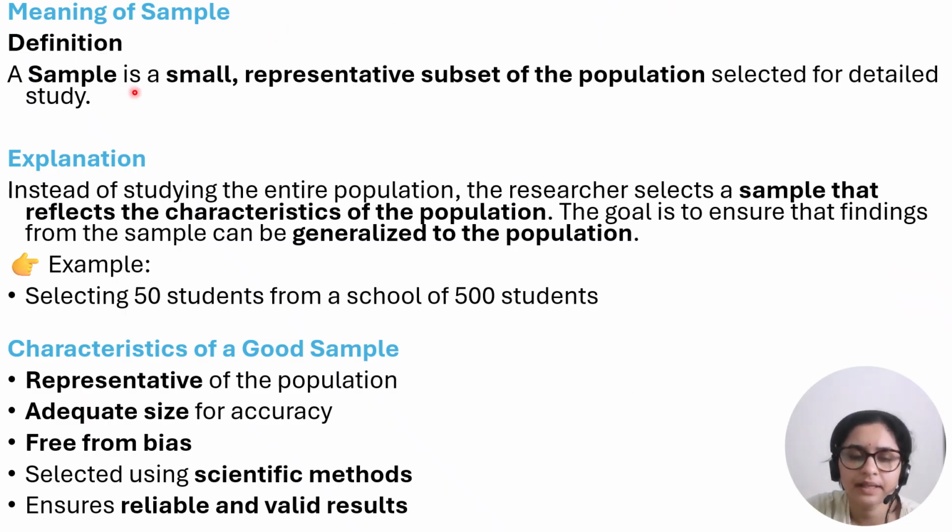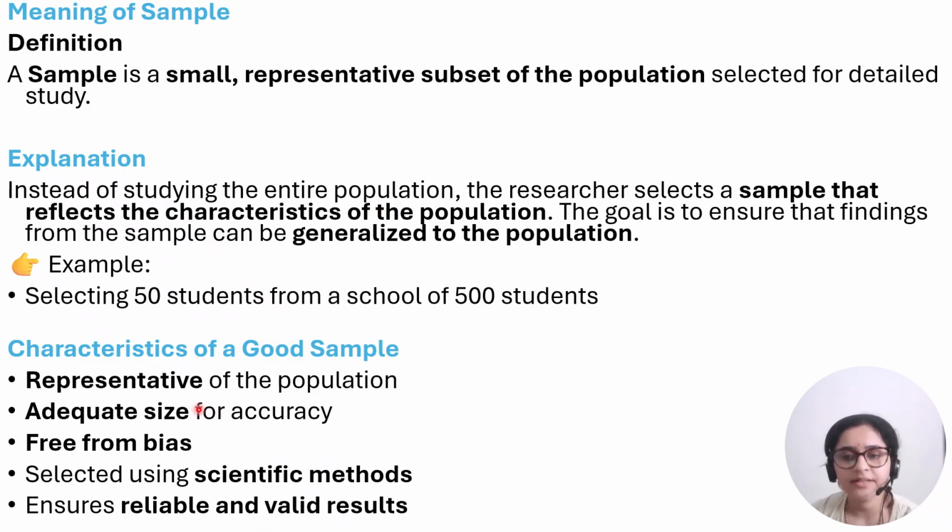Meaning of sample. Sample is a small representative subset of the population. It is derived from the population and selected for detailed study. Instead of studying the entire population, the researcher will simply select a small sample that reflects the characteristics of the whole population. And the results of the sample are generalized to the whole population.